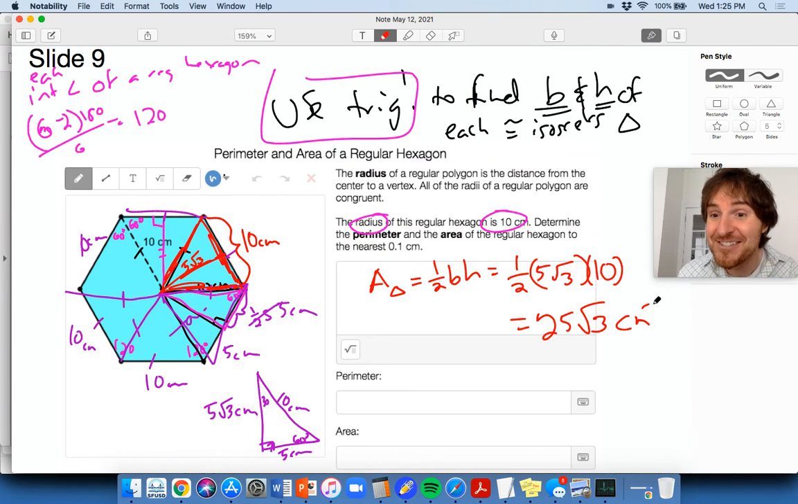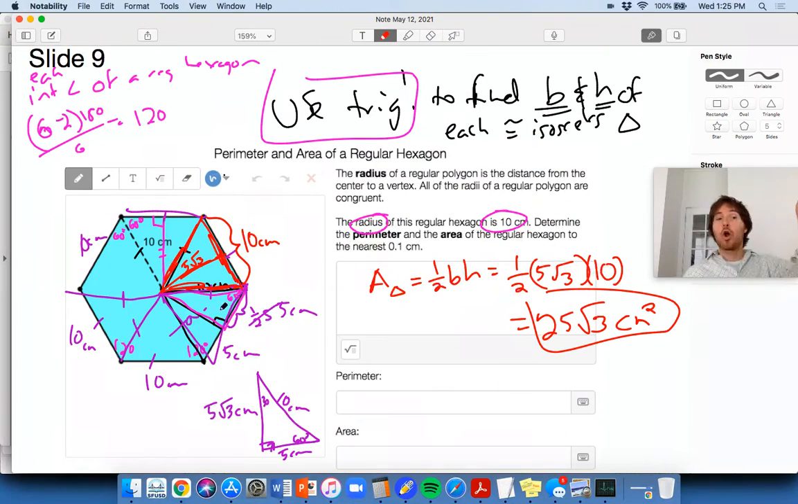Can't forget the units: square centimeters, because we are given a unit of measurement that this figure is measured in. Each dimension is represented by centimeters. The two-dimensional area bounded here would be in terms of square centimeters, equivalent to 25√3 square centimeters.